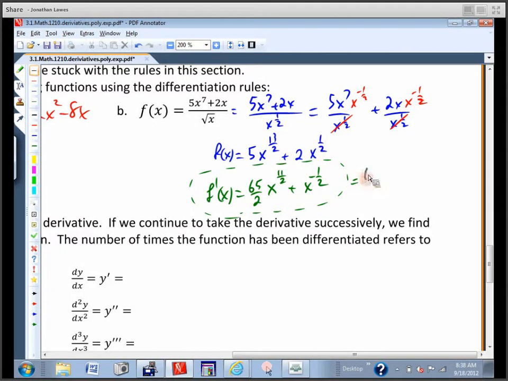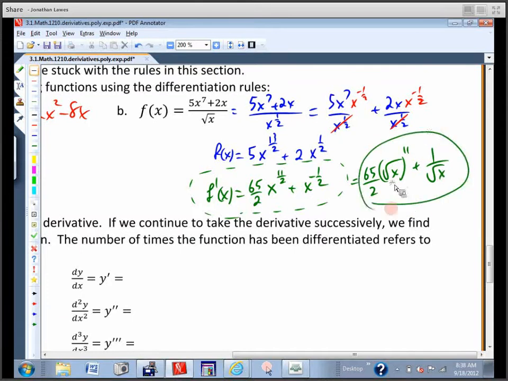And would I leave it like this? Is this simplified to a reasonable degree? Okay, again, if you had to use it again, that should be your key whether or not you've simplified. If you had to plug something in, would you want to plug it into this, or would you want to plug it into something that looks like this? 65 halves, and then this would be the square root of x raised to the 11th, and then this would be plus 1 over the square root of x. That probably would be a better way to write it. Okay? Both are mathematically correct.